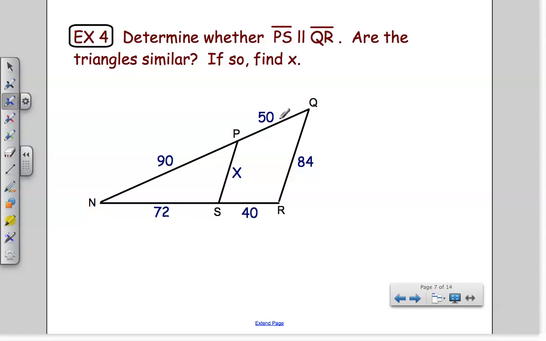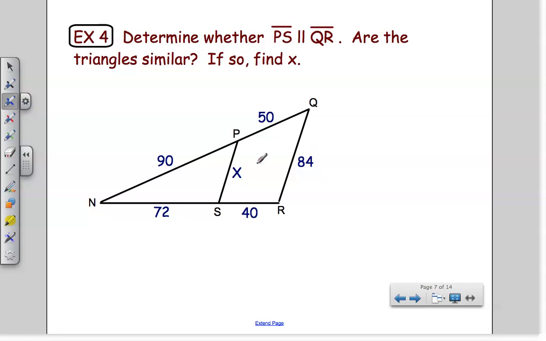All right, in example 4 here, determine whether line PS is parallel to line QR. PS is this random line going through the triangle. To find out whether it's parallel to QR, we're going to have to see whether this line splits these two sides proportionally. Now I want you to do the work on this. I want you to test, are these sides split proportionally by this line segment going through the triangle? And then I want to know, are the triangles similar? So is this smaller triangle similar to the larger one, and why? And if they're similar, I need you to find x.